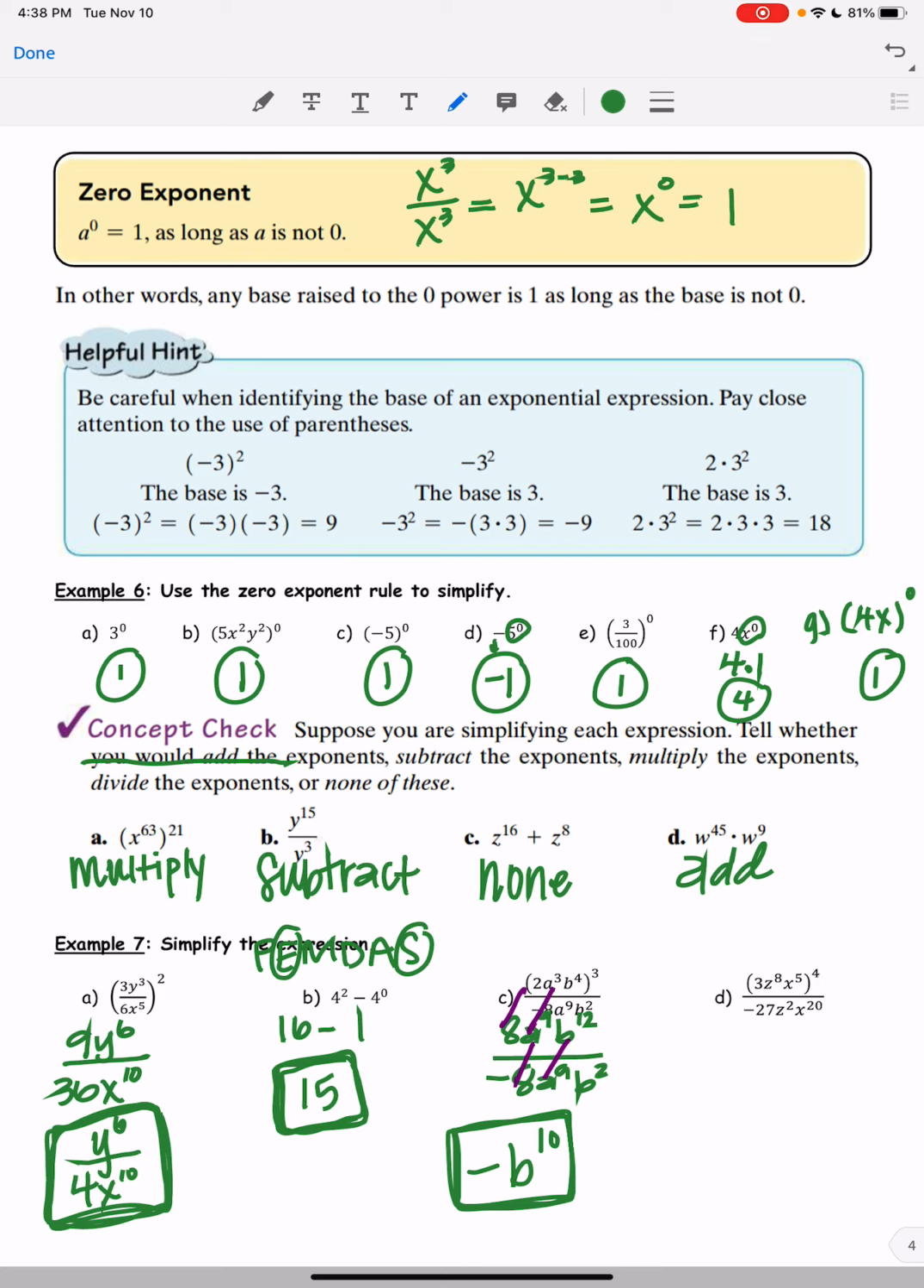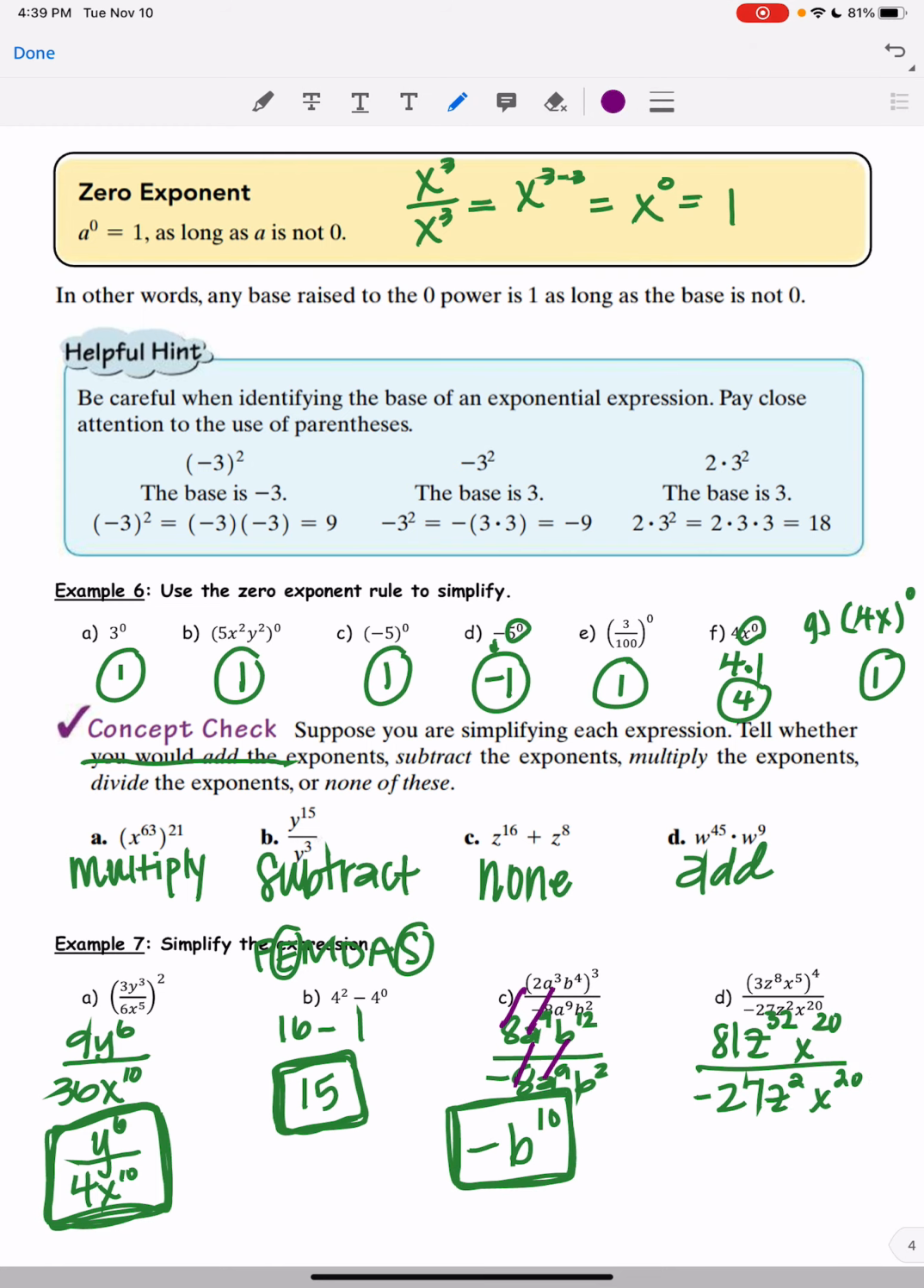D is the exact same thing. Distribute that 4 first. Goes to everything, right? So that's 3 to the 4th. 3 to the 4th is 81. Z to the 8 times 4 gives me 32. And then X to the 20th, 5 times 4. And this will stay all over negative 27 Z squared X to the 20th.